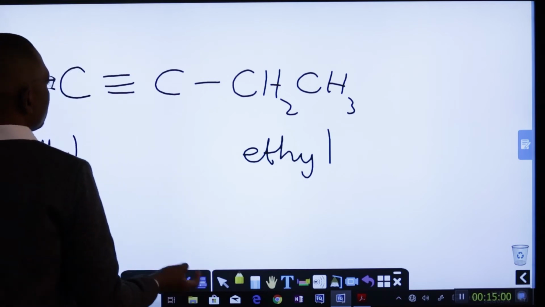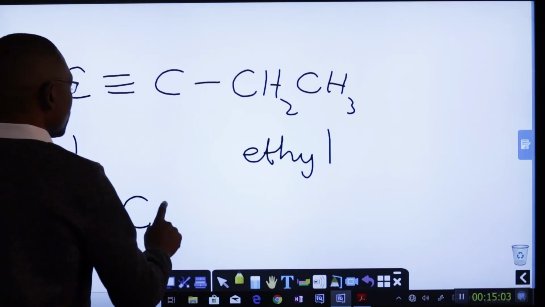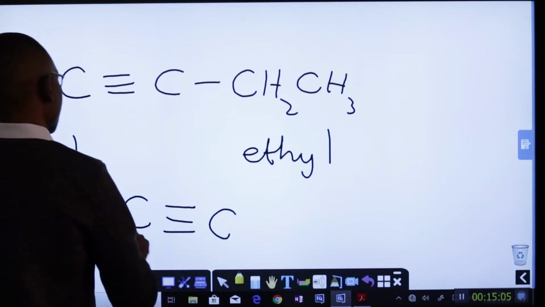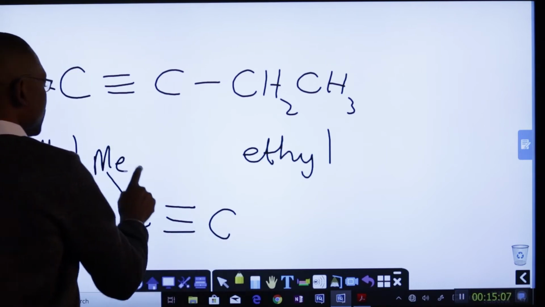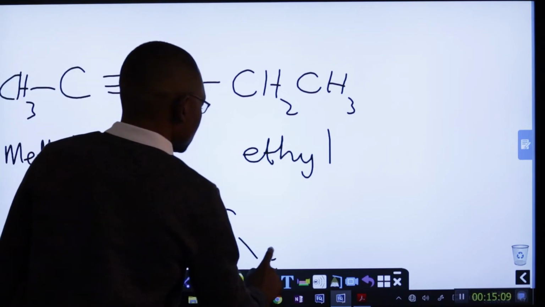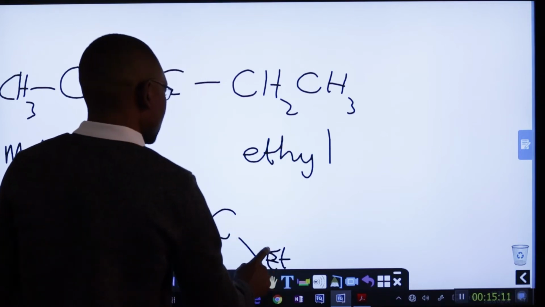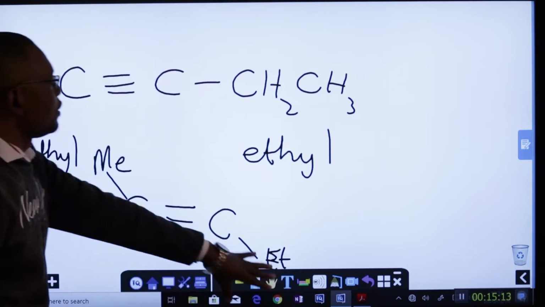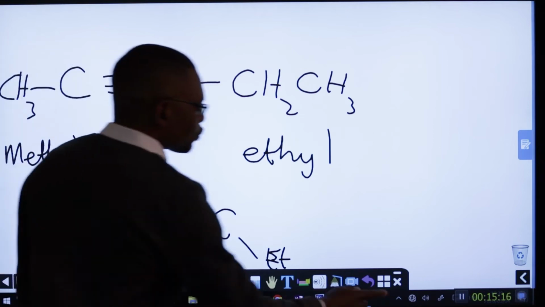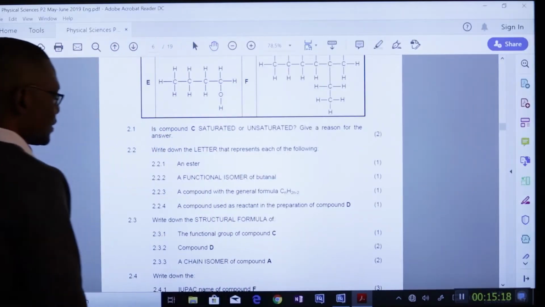So in other words, we can rewrite this whole thing like this, and then write methyl there and ethyl over there like that. So these are the functional groups. So any one of the functional groups you put down there is acceptable.